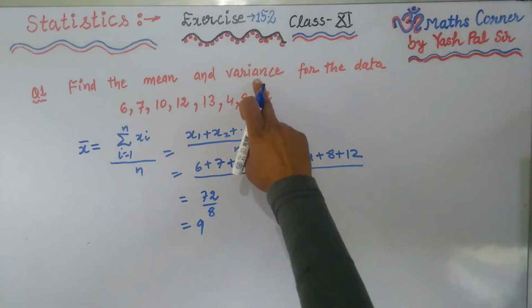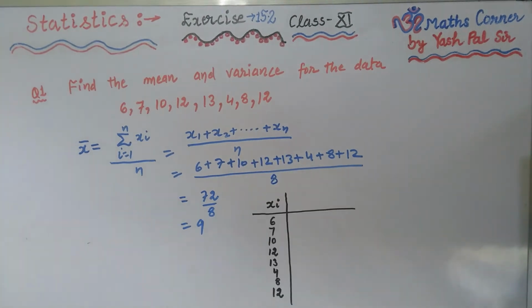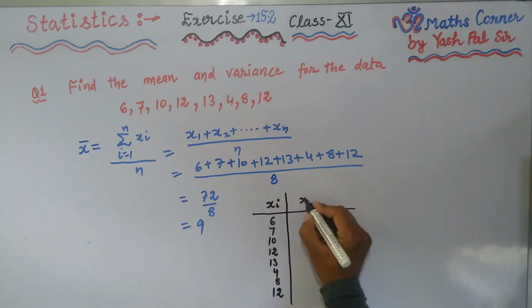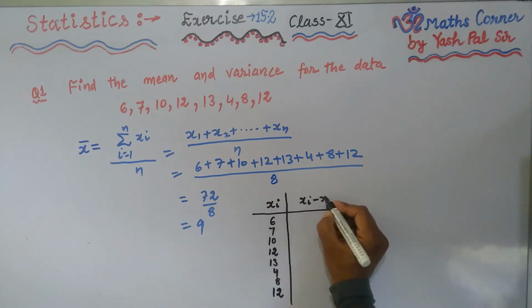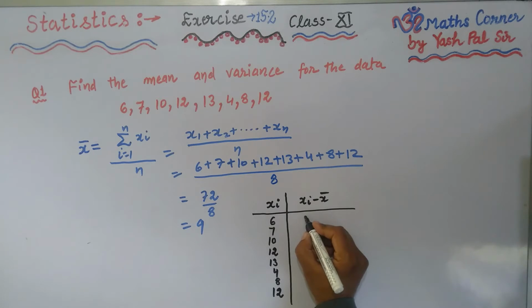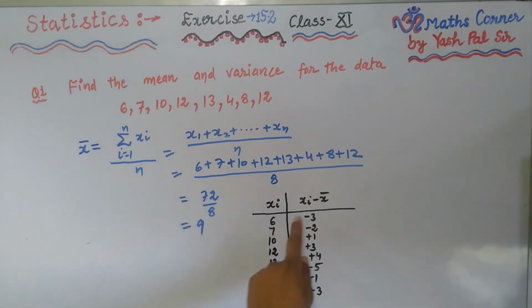Now we calculate the variance. For this purpose, first of all we write the values of xi in the first column. Then we find xi minus x bar. What is x bar? This is 9. 6 minus 9 is equal to minus 3. Likewise, this way we subtract, we find xi minus x bar.